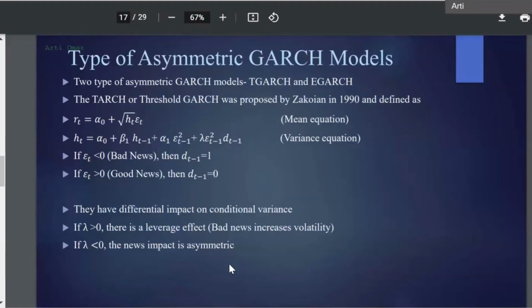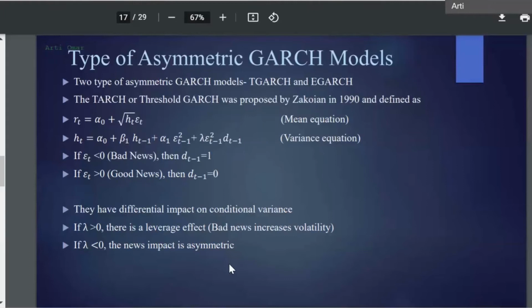If lambda is equal to 0, that says there is no asymmetric effect of news. It is a symmetric GARCH model, or you can say the standard GARCH model, right? But if lambda is non-zero, that is called an asymmetric GARCH model. When lambda is not zero and lambda is greater than zero, there are two conditions which I am going to satisfy together.